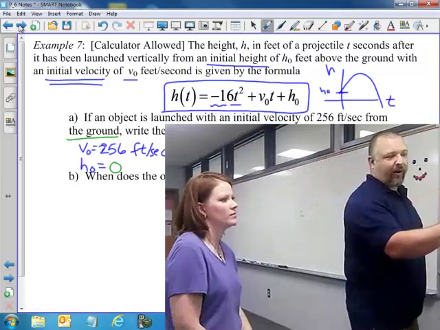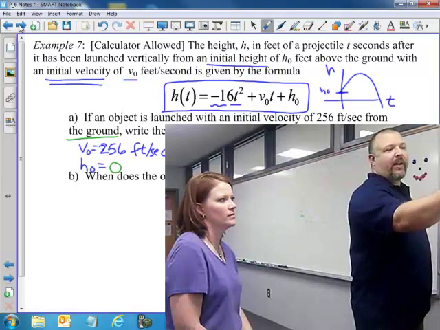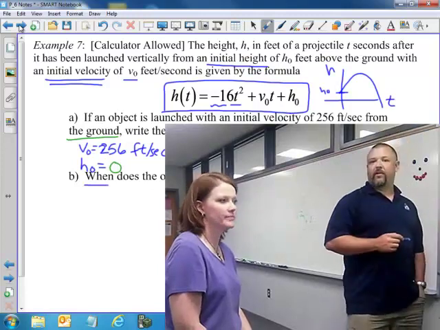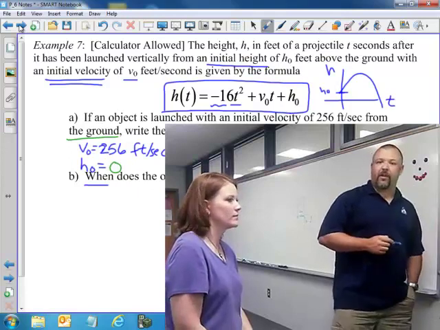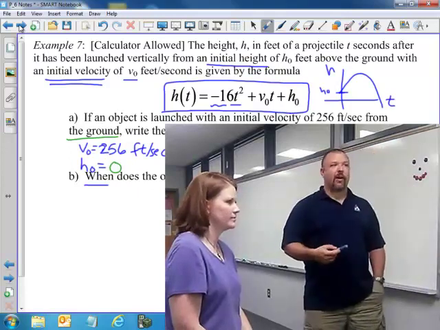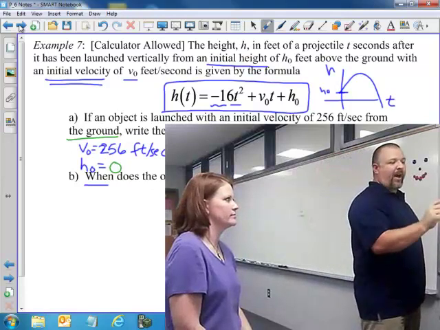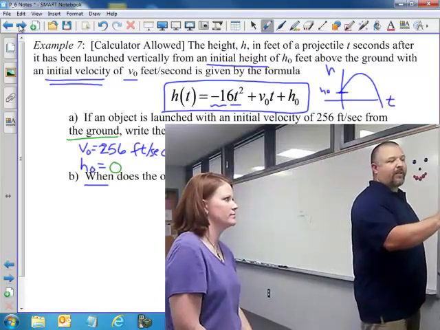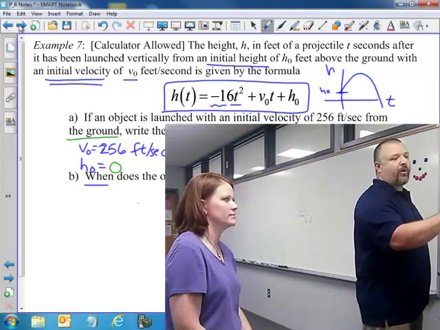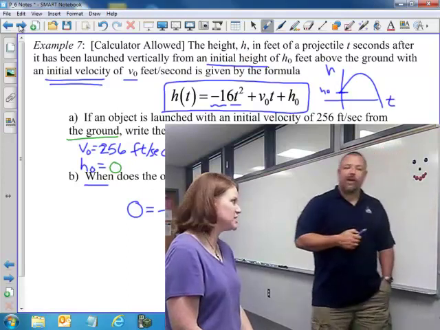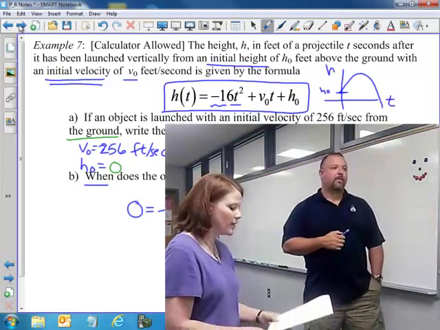Now, when does the object hit the ground? Well, it started on the ground for the height. It went up here, and then it does not hit the ground again until it reaches this point, or the x-intercept on the other side. So what is the height when it hits the ground again? It's 0. So we're literally going to say height 0 is equal to negative 16 t squared plus 256 t, and we're solving for time, which is solving for t.